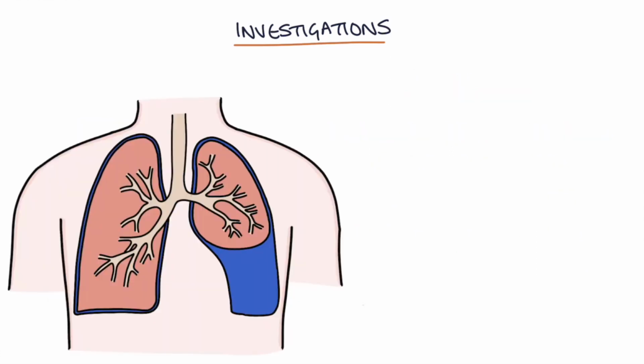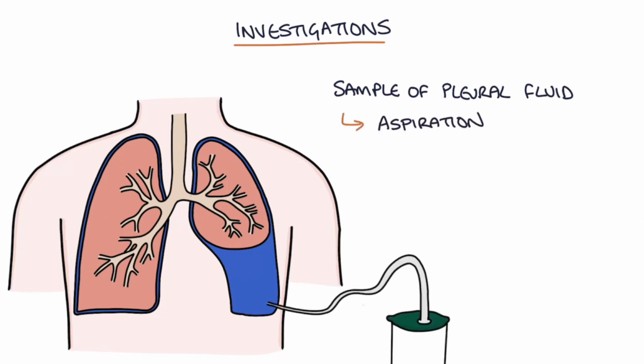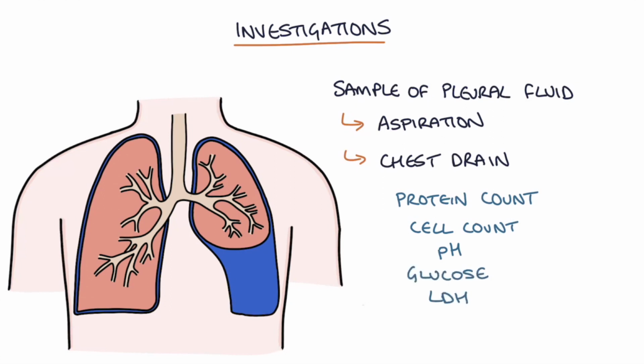The next investigation you would do if you find a pleural effusion is to take a sample of the pleural fluid by aspiration or by putting in a chest drain. And this is required to analyze it for things like protein count, the cell count, pH to check the acidity, glucose, LDH, and microbiology testing to try and grow bugs to see if there's any infection in the effusion.